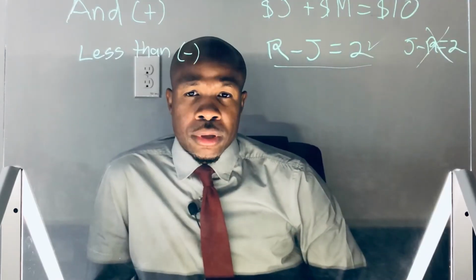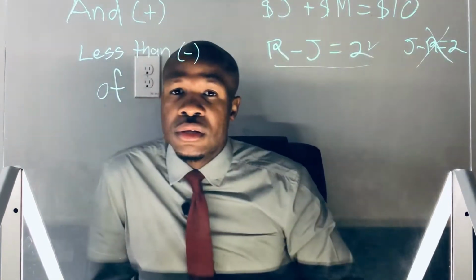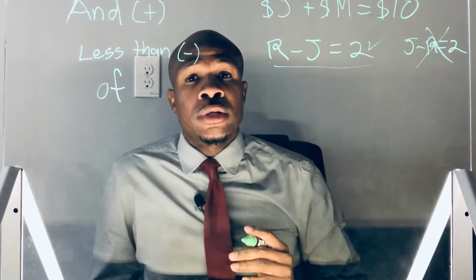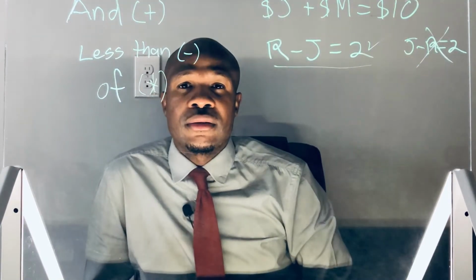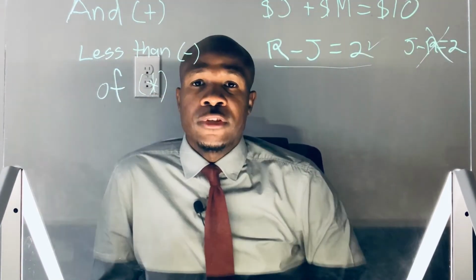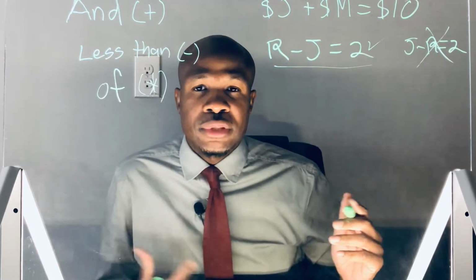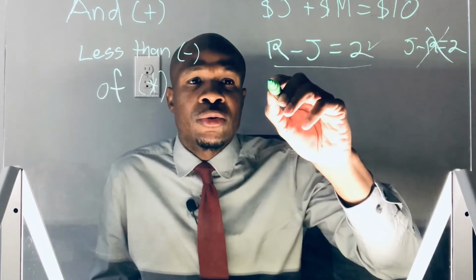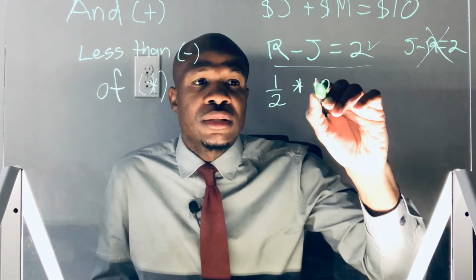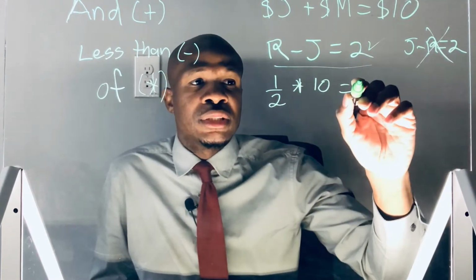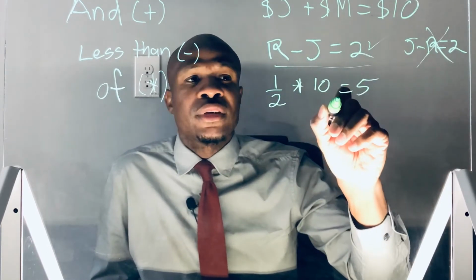What about the word "of"? So the word "of" basically means multiplication, right? So for example, if you see, what is 1/2 of 10? That would be 1/2 multiplied by 10, which is equal to 5. 1/2 of 10 is 5.